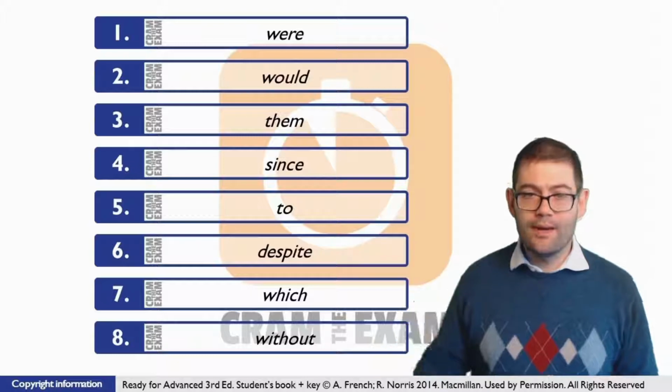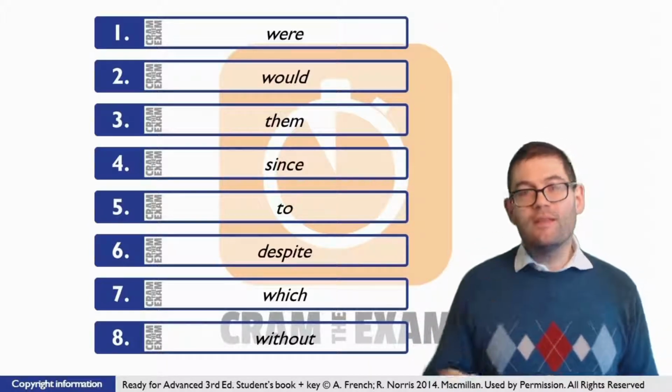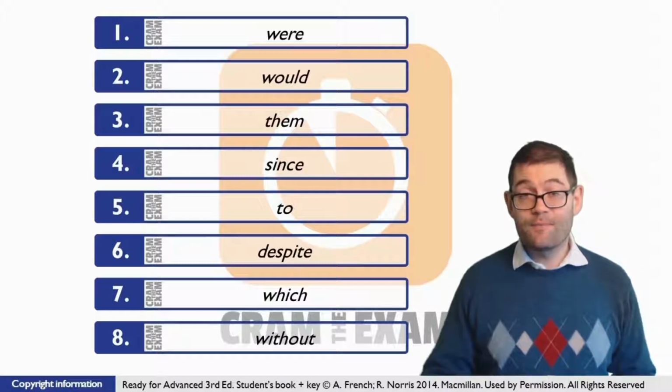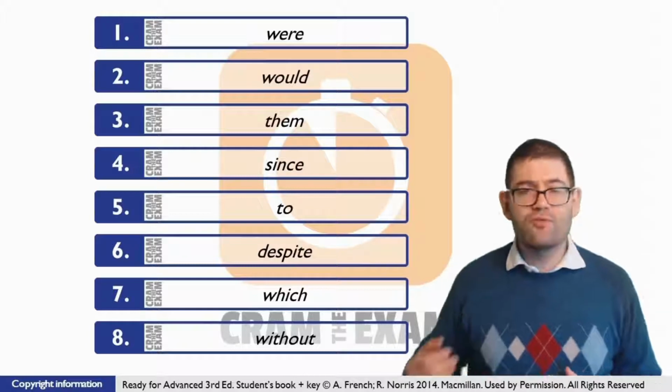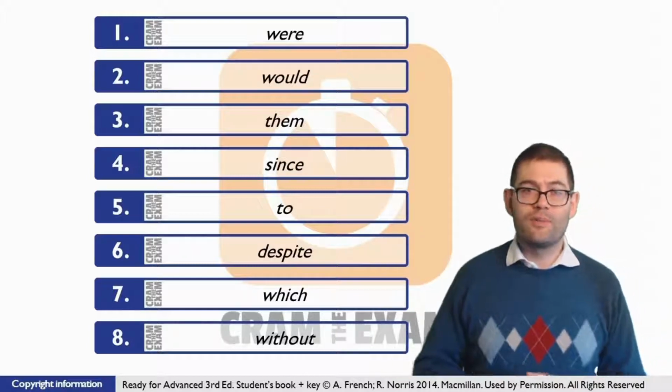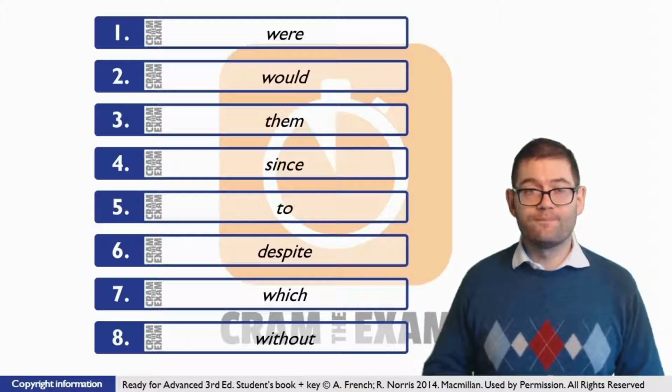For question number 4, what we need here is the correct preposition that refers to a particular point in time. If you remember your perfect grammar exercises, then you will know that the answer here is since. If we were talking about a period of time, 10 years, 20 years, 1 century, something like that, then we would use a different preposition. But in this case, it's since the Industrial Revolution.